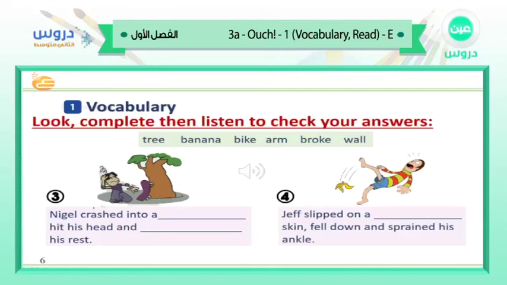Okay, Nigel crashed into a tree. This is a tree that Nigel crashed on. Hit his head and broke his wrist. Okay, number 4. Jeff slipped on a, of course, banana skin. Banana skin. Okay, everybody, let's go and read.